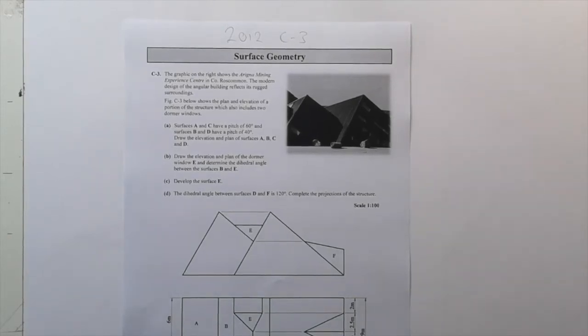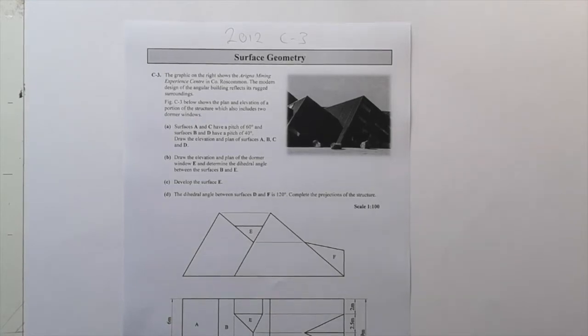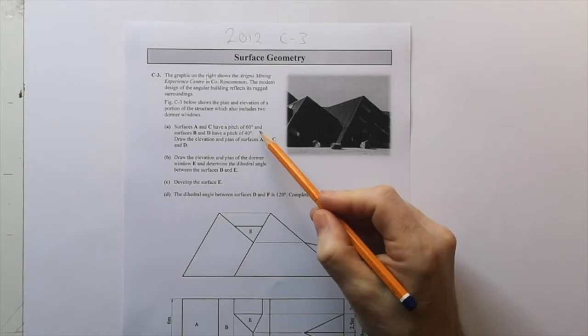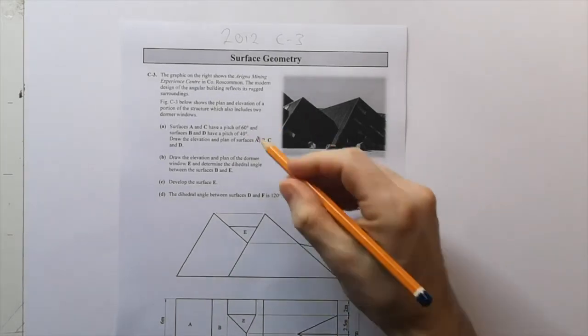Here we're going to have a look at 2012 C-3, the surface geometry question. Now this is a fairly nice one as they go. Okay, so we see all our roofs here described in terms of pitch. So that's just the angle they go up with.